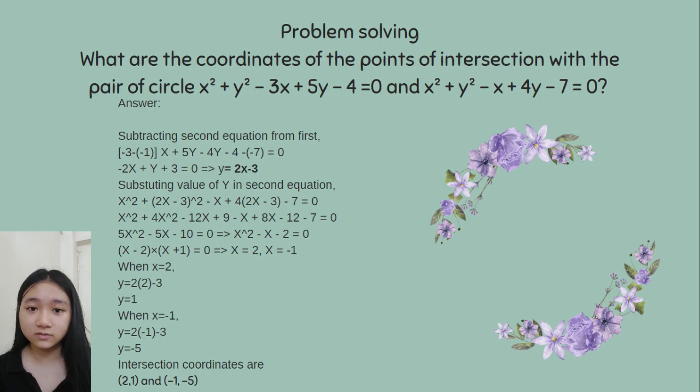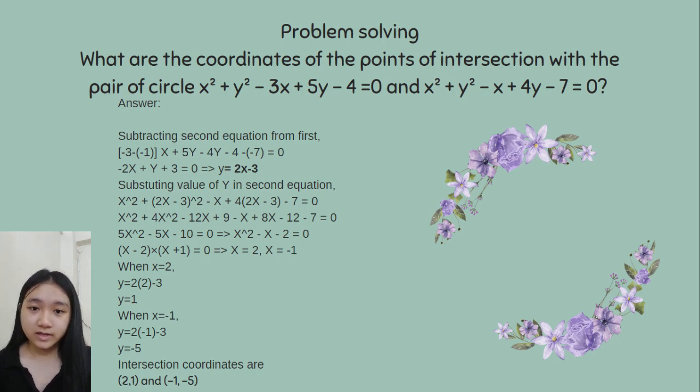Then we substitute the y equation into the second equation. We will get x squared plus (2x minus 3) squared, minus x plus 4 times (2x minus 3), minus 7 equals to 0. x squared plus 4x squared minus 12x plus 9 minus x plus 8x minus 12 minus 7 equals to 0. We will get 5x squared minus 5x minus 10 equals to 0. Then we divide by 5. We will get x squared minus x minus 2 equals to 0. Then we get the x values, x equals to 2 and x equals to negative 1.